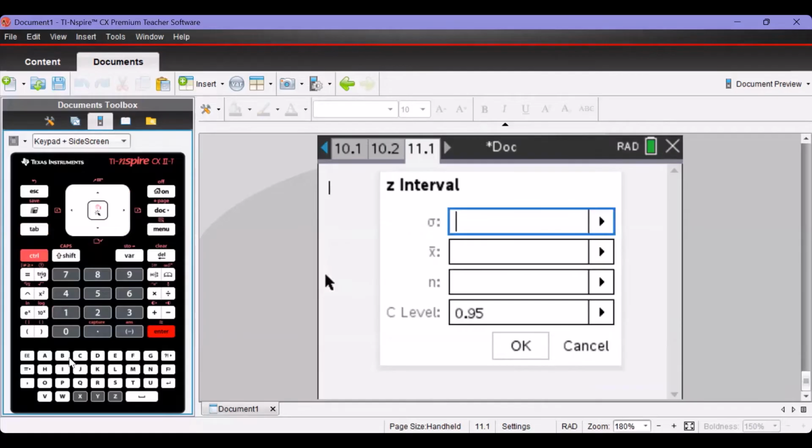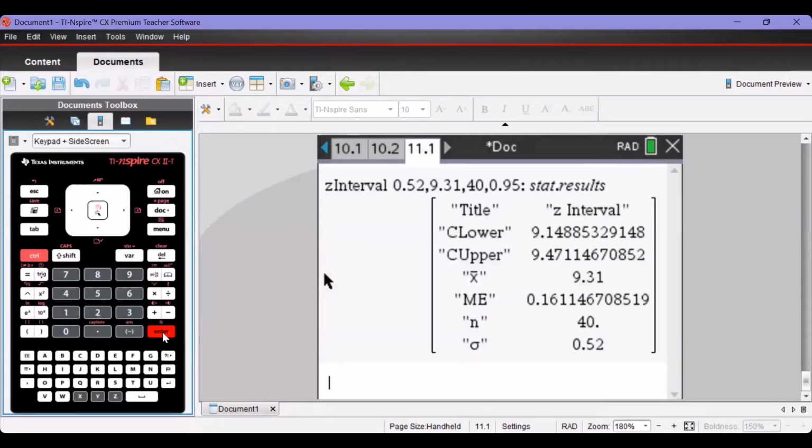Okay, so our sigma value from the question is 0.52. Press tab. Our X bar, our sample mean, is 9.31. Press tab. N is 40. And our confidence level for part A is 0.95. Press tab to highlight OK and press enter.